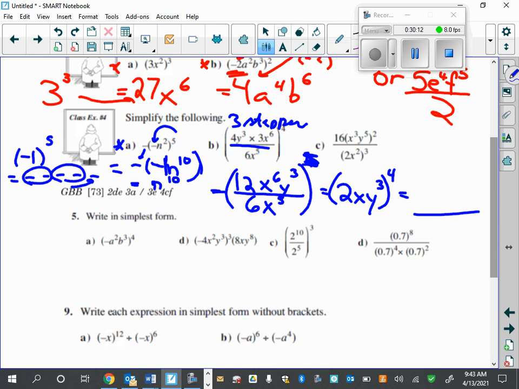So, multiply exponents. And then what's 2 to the 4th? What's 2 times itself 4 times? 16. Trade the y for 9. Oh, that's even better.